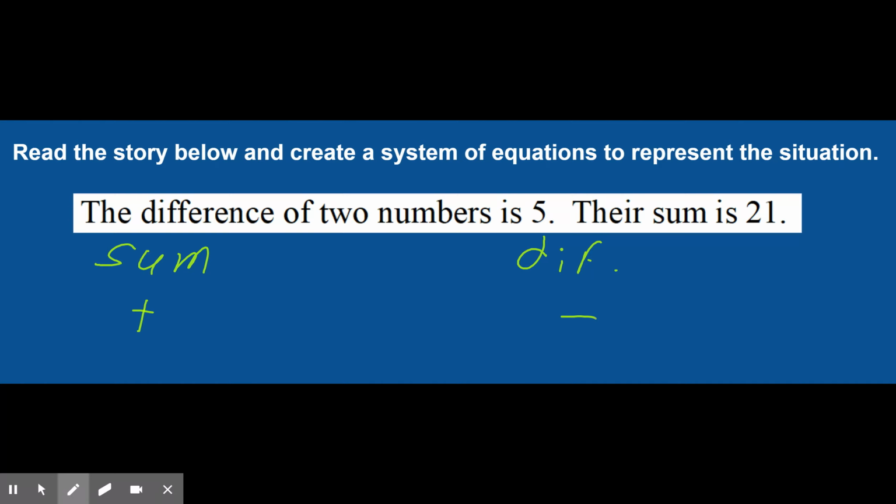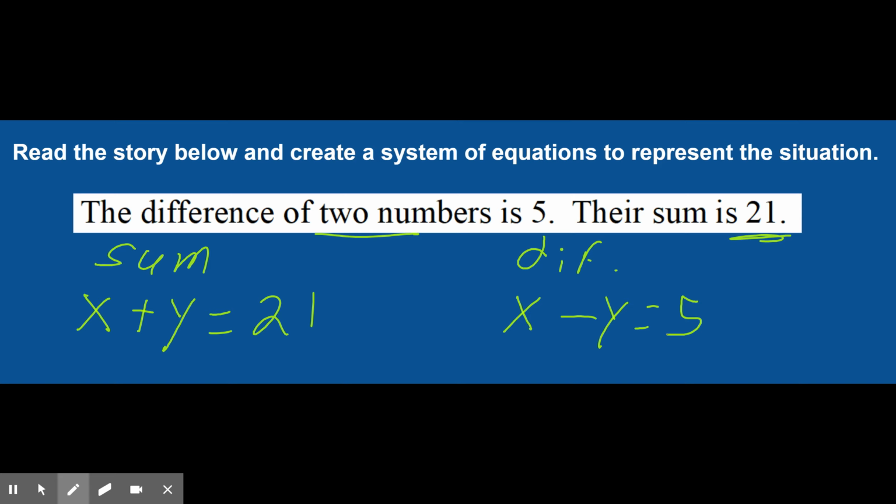When we're looking for an unknown number, we tend to call that value X. If we have two of them, we call it X and Y. So I'm just going to do that. Two numbers, I'm going to call the first number X and the second number Y. And I know that their sum is 21. And then if we go to the difference, you're going to do X minus Y equals 5. Right now that's summarizing the situation using systems of equations.